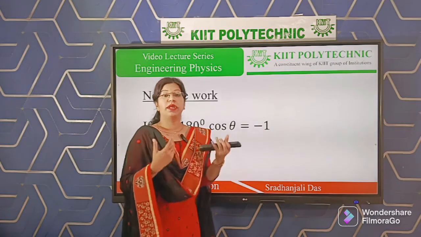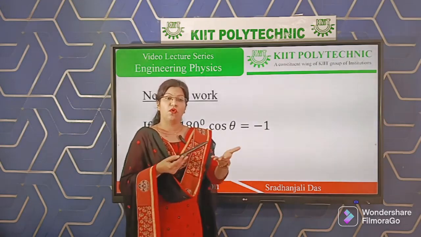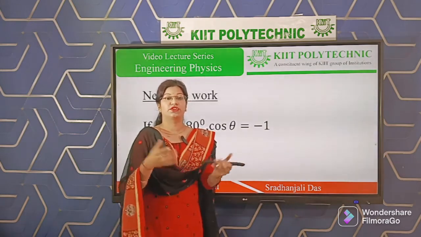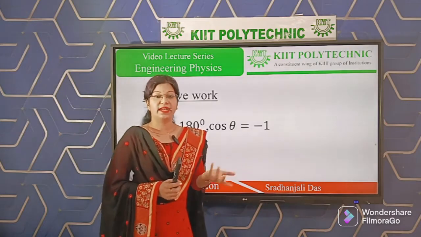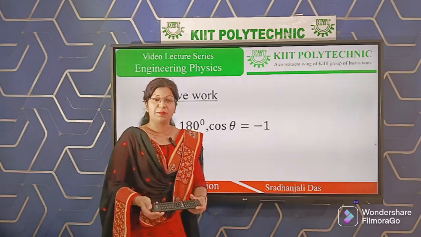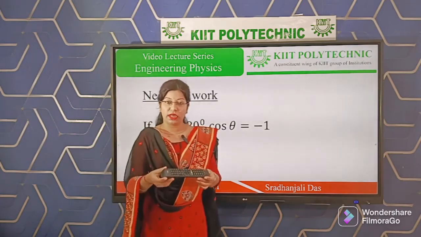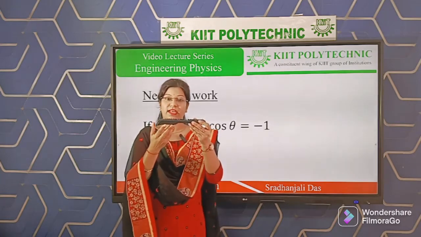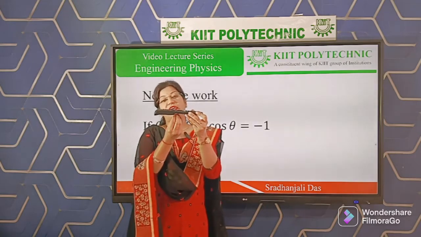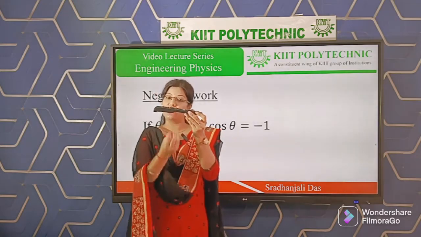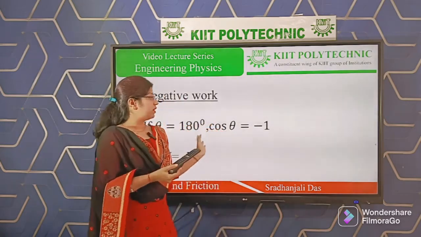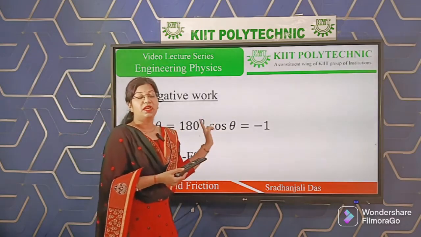The work done is said to be negative when the direction of the force and the displacement are opposite. Now we take one example of negative work: the work done by the gravitational force. Suppose someone is lifting a box in a vertically upward direction. The weight acts in a vertically downward direction, because gravity attracts towards the center of the earth, which is the downward force. That's why the work done by the gravitational force is negative work.